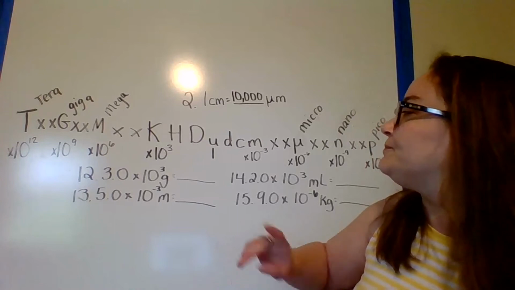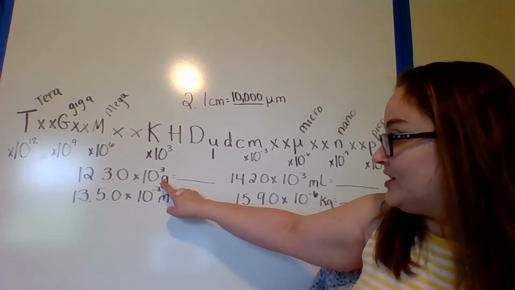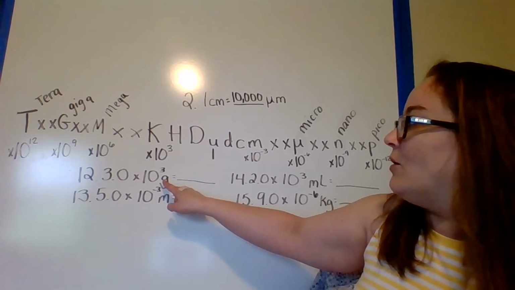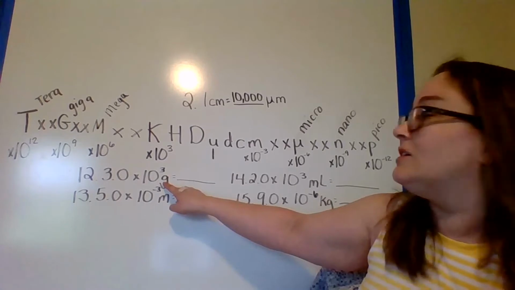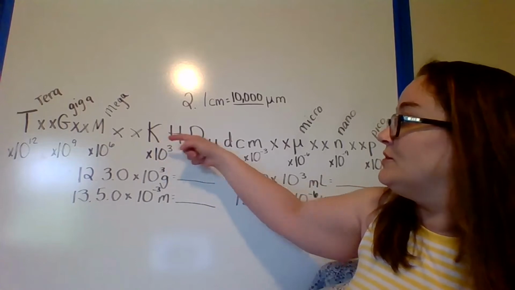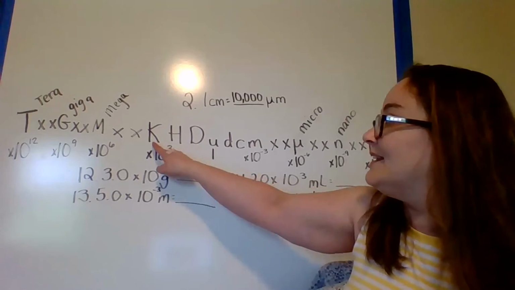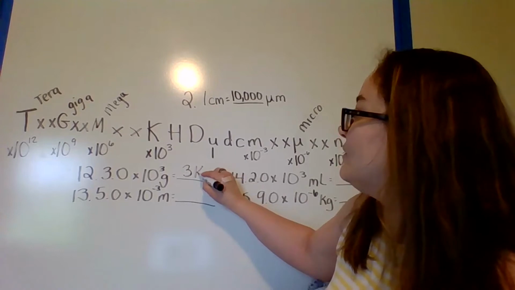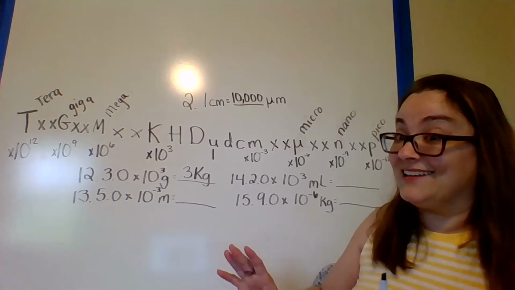All right. So we know that it's going to be moving in a positive direction. So the prefix is going to be bigger. And we know that it's 3 moves. And we're starting on gram, so that would be unit. So we're going to start on unit and go 1, 2, 3 moves. You see, 10 to the third. So what is that? Kilograms. So the answer would be 3 kilograms. Getting it? Okay. All right.